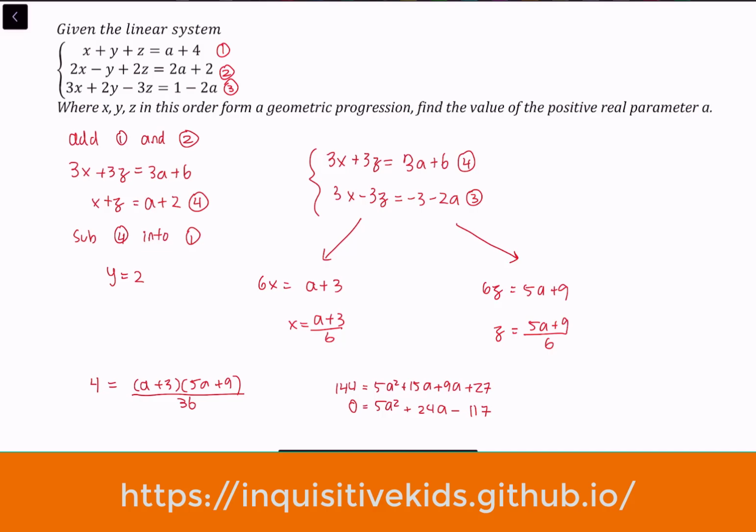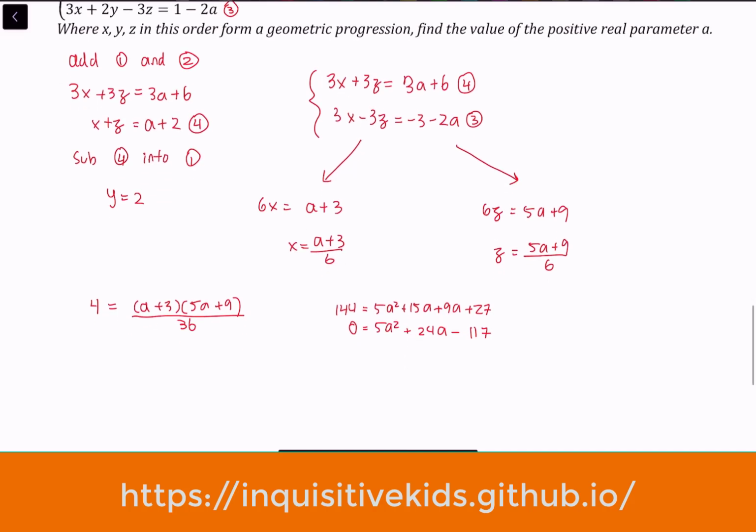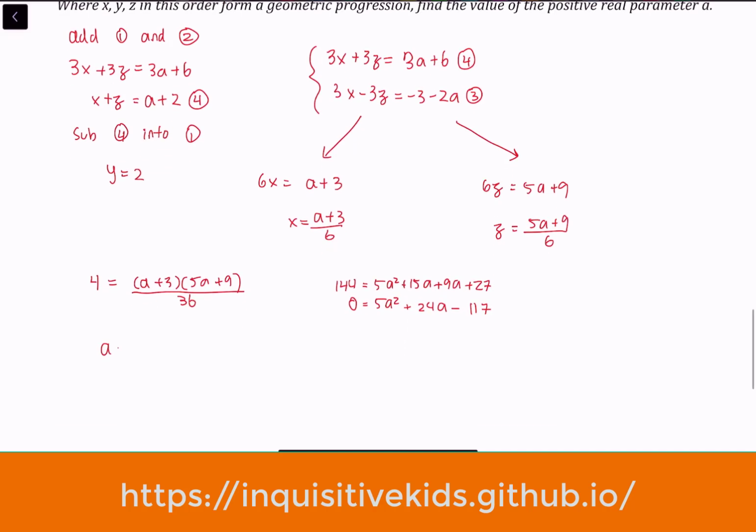Now let's solve for a. We get this quadratic. Now let's use the quadratic formula to solve for a. a is equal to negative 24 plus or minus the square root of 24 squared minus 4 times 5 times negative 117, and then we can change the sign to a plus. All of that over 2 times 5. We can simplify this to get negative 12 plus or minus 27 over 10.